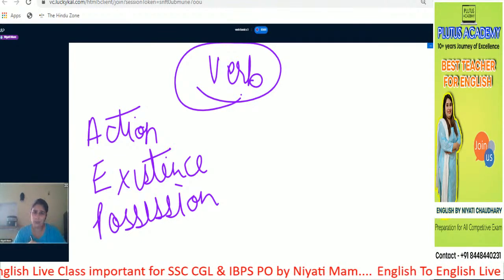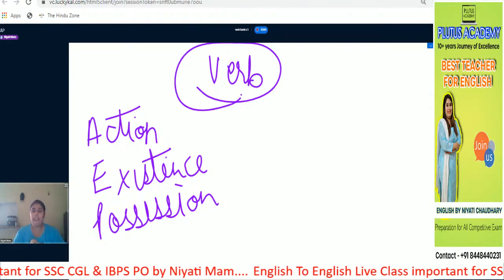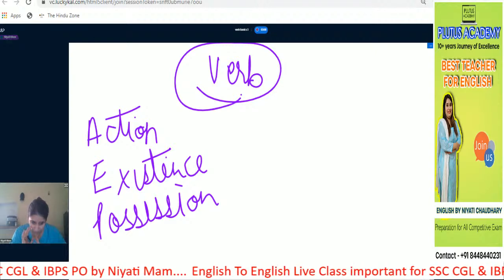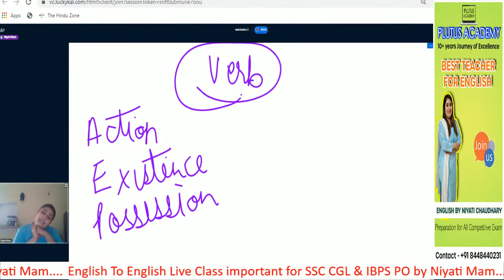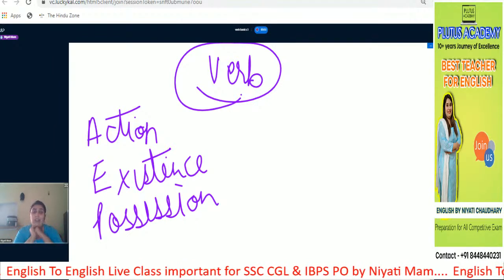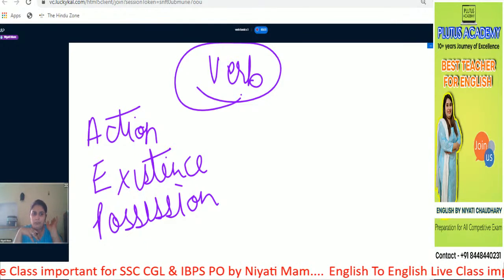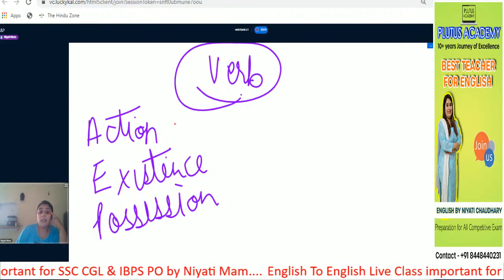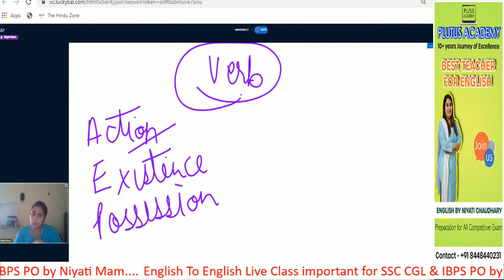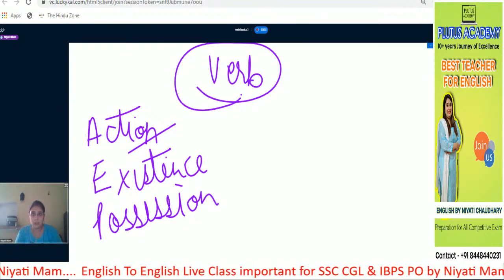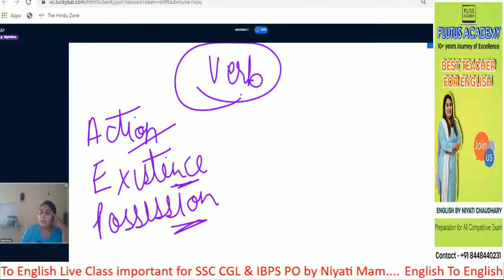Today we are going to start with chapter verb, and verb is divided into two parts, verb basics and verb advanced. In verb basics, we mainly talk about helping verbs, and in verb advanced, we mainly talk about main verbs. But before that, let us understand what are the functions of verbs, why we use verbs, what are the points that verb represents. In action, whatever we are doing is a verb. Or the verb represents existence, or the verb represents your possession.